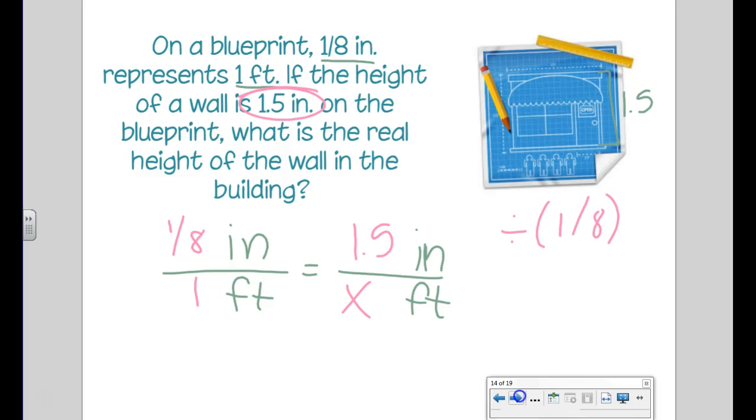Y'all getting 12? Think that's a tall enough wall? Is 12 feet good? I wonder how tall that is. I think 12 feet is good. Do you know anyone that tall? I definitely don't. 12 feet would be the height of the real wall in the real building.